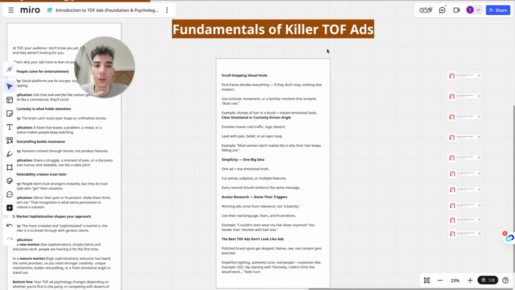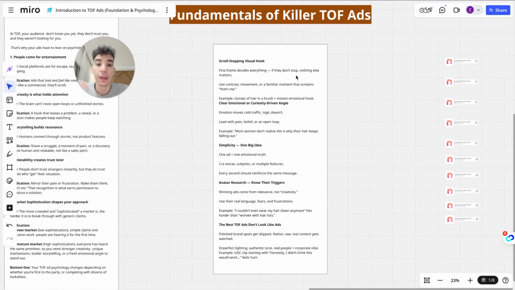Fundamentals of killer top of funnel ads: basically, a scroll-stopping visual hook. Because at the end of the day, the rest of your video doesn't matter if you don't grab attention. Your image ads, your advertorials, if you're going with clickbait image ads, if your headline doesn't stand out and doesn't grab attention, it doesn't matter. If the visual doesn't grab the attention, it doesn't matter how good your advertorial is, or how good the rest of your video is, if the first 3 seconds don't stop the scrolling, you know?